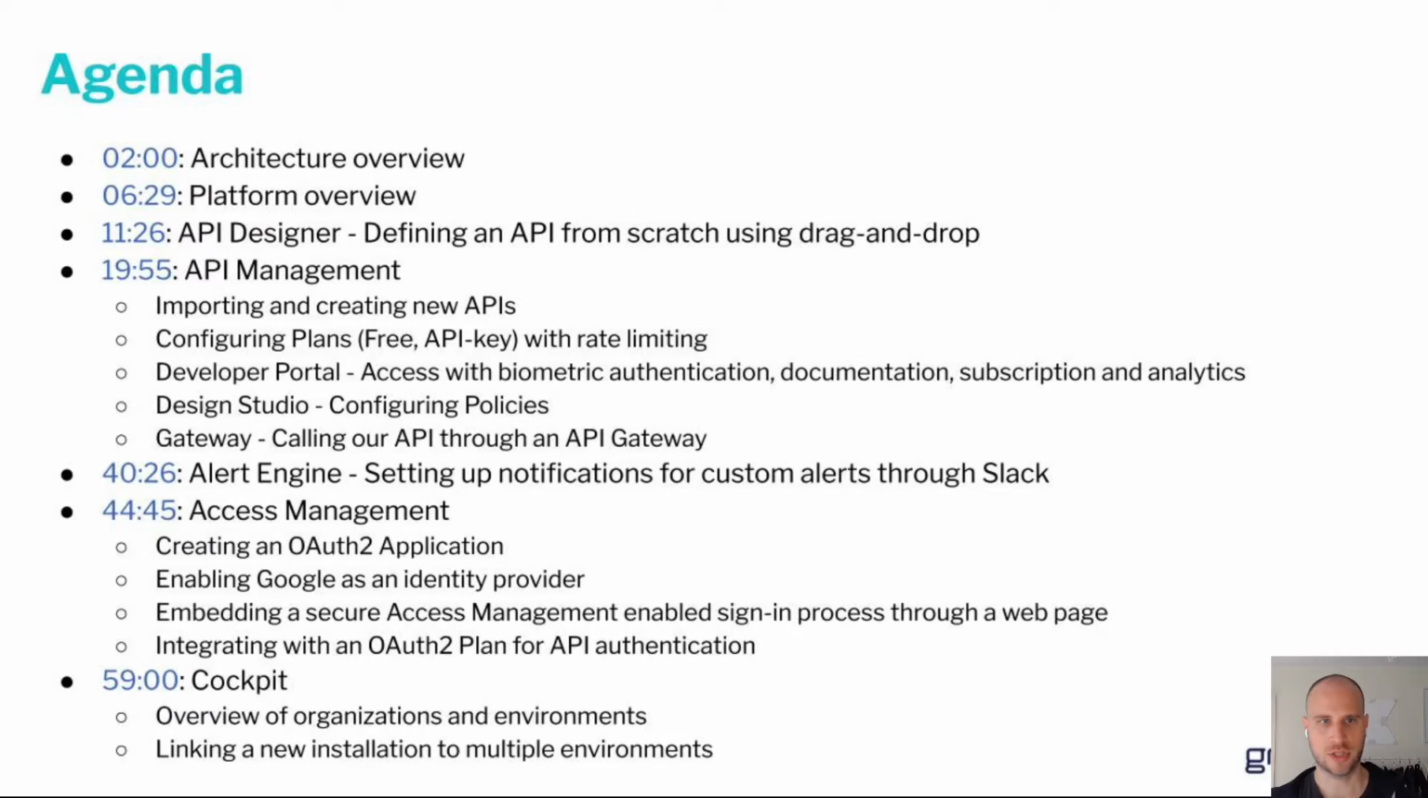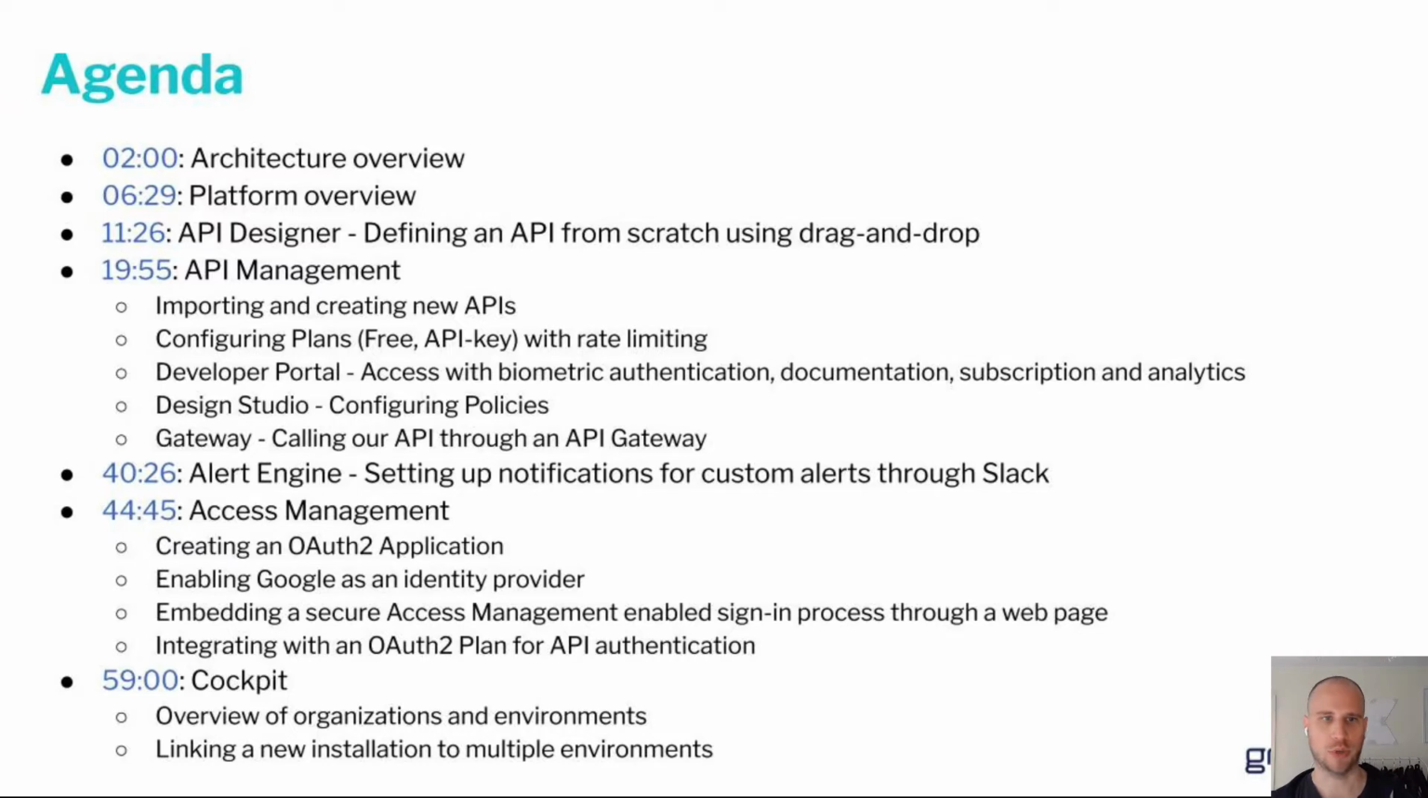So in this presentation and demonstration, we will start with an introduction to the architecture of the Gravitee platform. We'll then go into the platform overview to see what components are part of the existing offering for Gravitee. We'll dive into each of the components. So we'll have a look at the API designer. How can we create an API from scratch using drag and drop functionality?